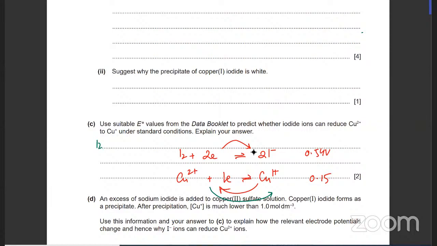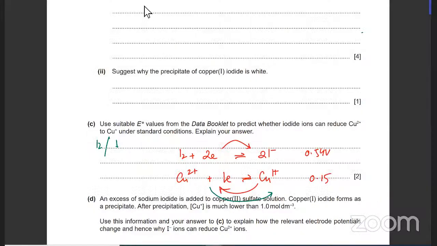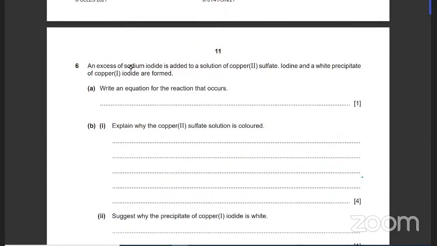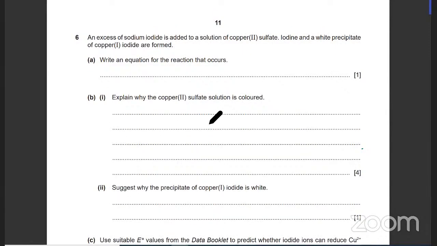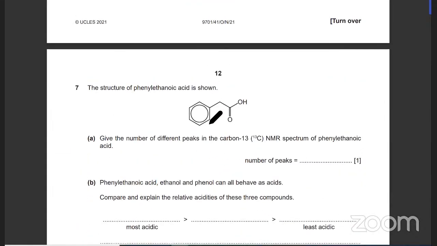Why? Because the I2, I minus electrode has a higher E0 compared to the copper 2 plus, copper 1 plus electrode. That is definitely not going to happen. That's what you have to write. Clear? Yes, sir. Thank you. There was also part D.